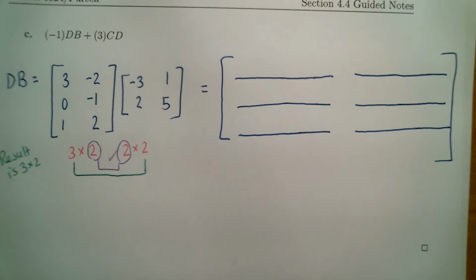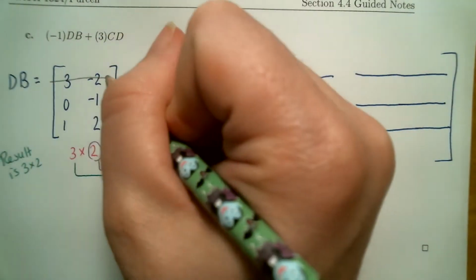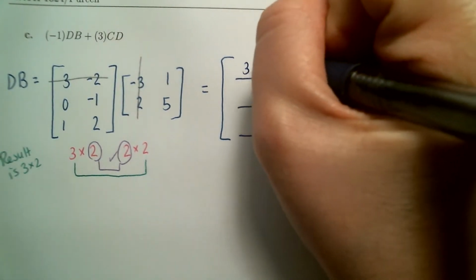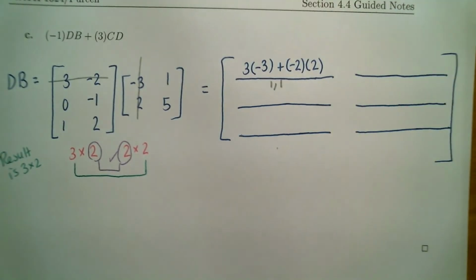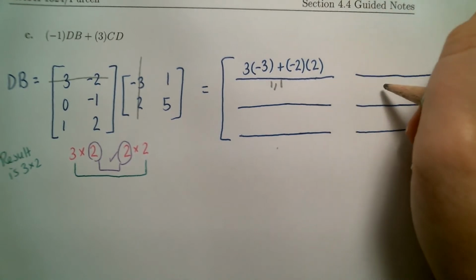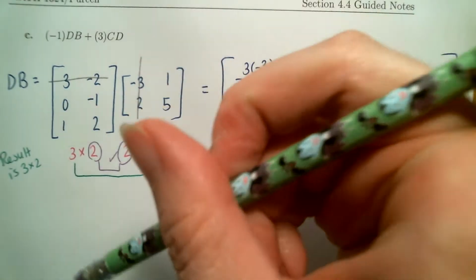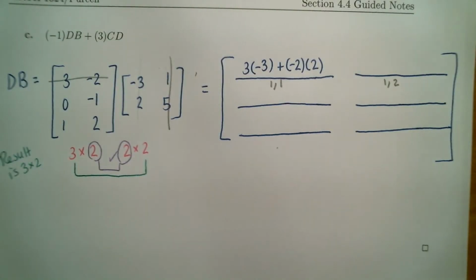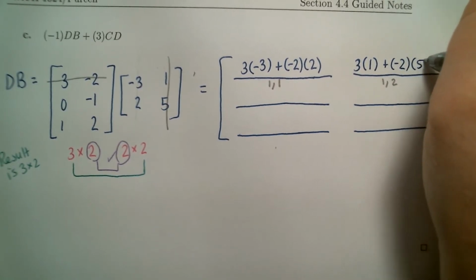Let's start filling this in. This is going to be my first row, first column. So I'm going to do the dot product of the first row, first column. This is going to be 3 times -3 plus -2 times 2. And then we move over. This is going to be first row, second column. So we need to do the dot product of the first row, now the second column. This is going to be 3 times 1 plus -2 times 5.